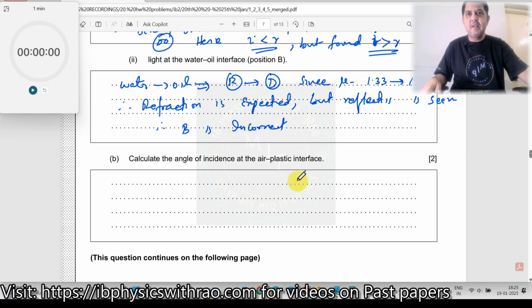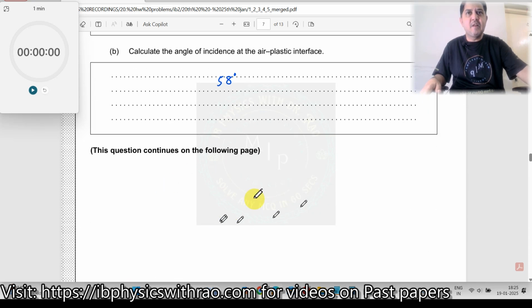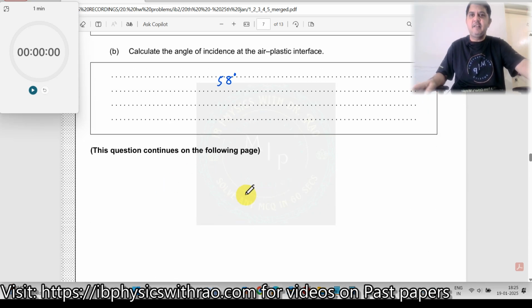Let us see whether we have done all three. 58 degrees only. Okay, so that's it. We have come to an end of this problem. Tomorrow we will see the next problem.